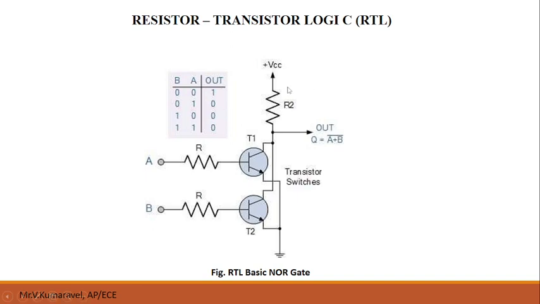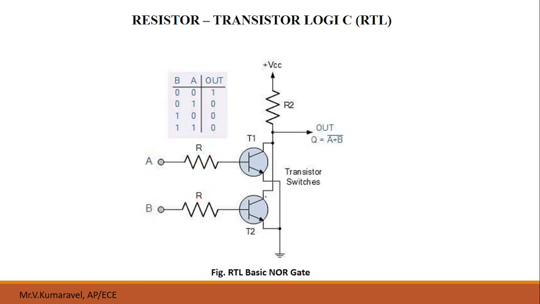Okay, so now we will see how this circuit is used to perform the NOR operation. The circuit consists of two transistors, transistor 1 and transistor 2, with two inputs A and B. Inputs are applied to the base of the transistors through resistors R. The collectors of the two transistors are connected together. Similarly, the emitters of the two transistors are connected together and given to ground. And the DC voltage VCC is applied. The output is taken across the common terminal of the two collectors.